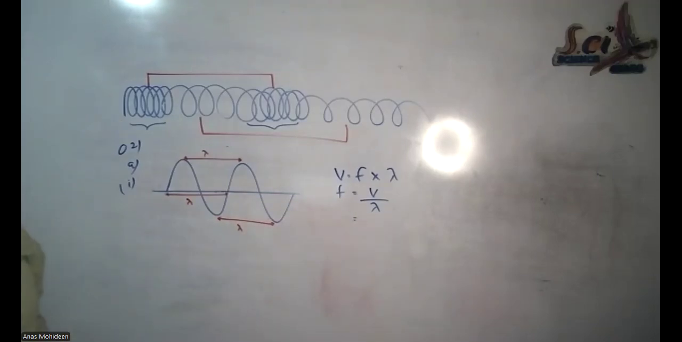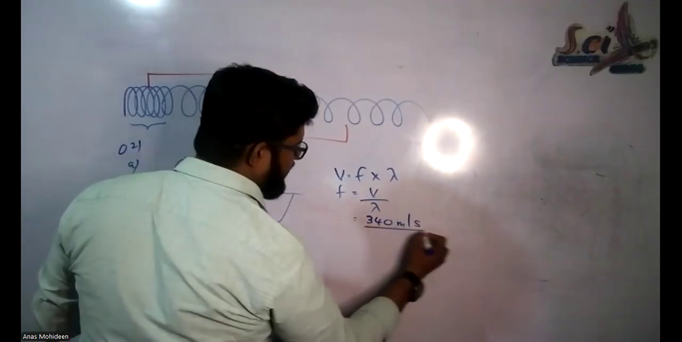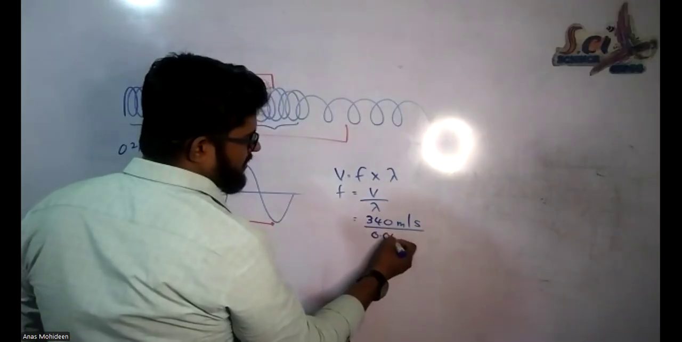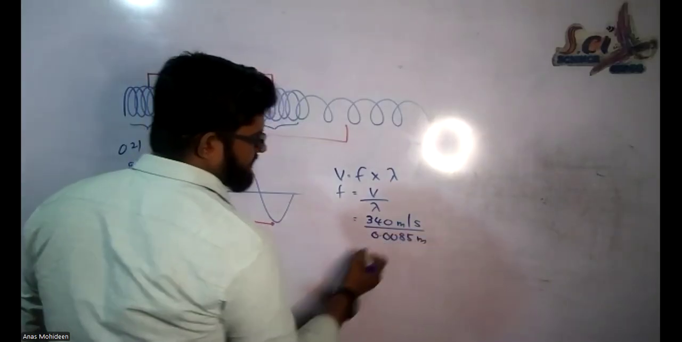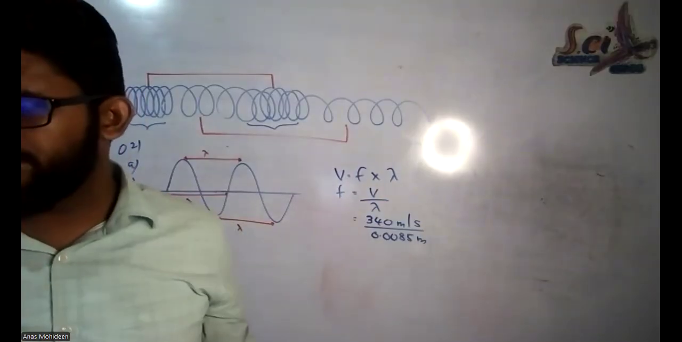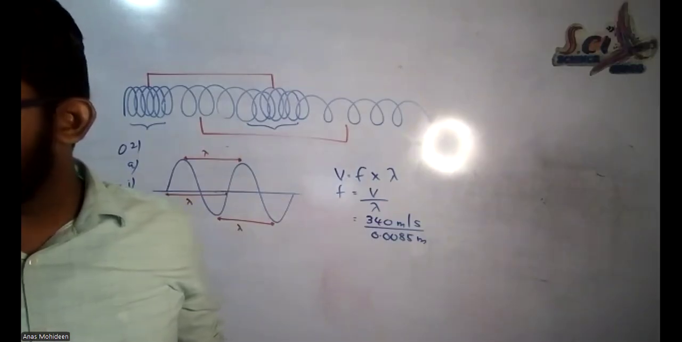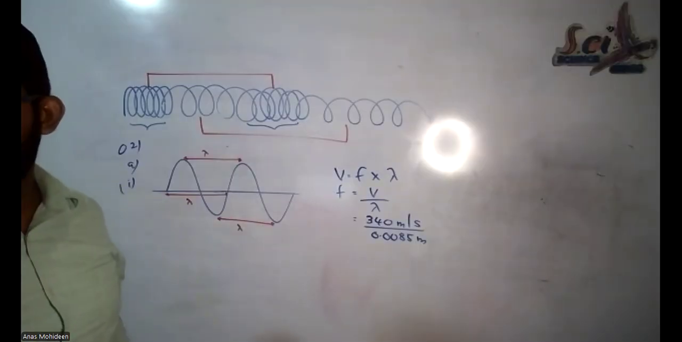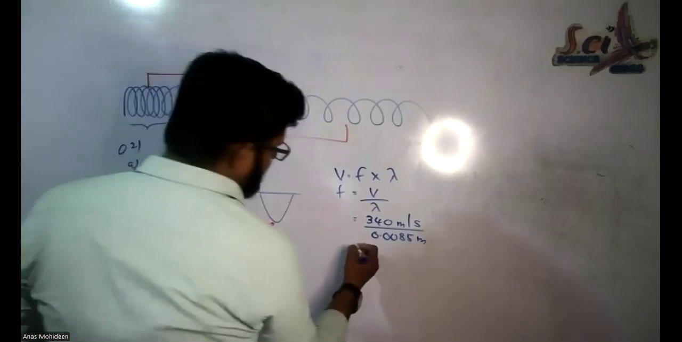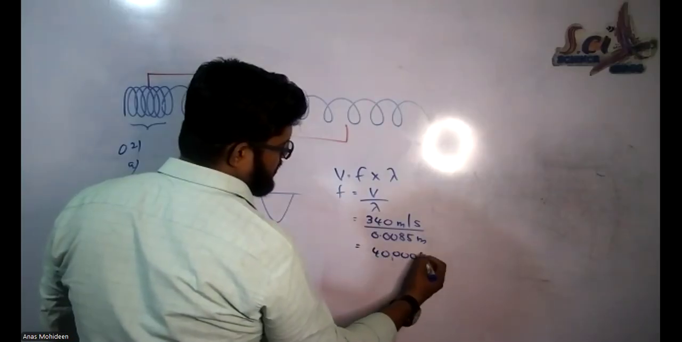What is V here? How much is V given? 340 meters per second. Dividing by how much is the wavelength given? The wavelength is 0.0085 meters. Give me the answer now. It should be 340 divided by 0.0085. How much is it? It gives you 40,000, right? 40,000 hertz, or else you can write it as 40 kilohertz.